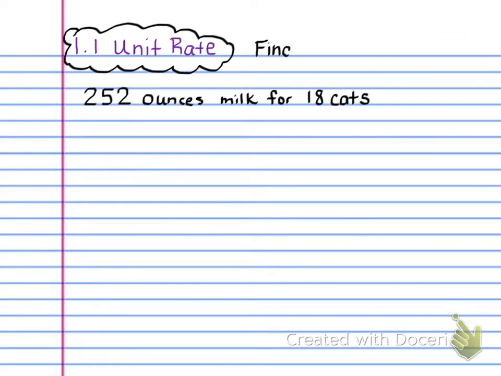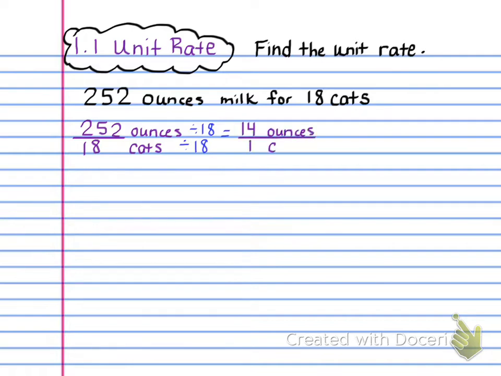So the next section says 1.1 unit rate, find the unit rate. So now we've got a problem. It says 252 ounces of milk for 18 cats. So you're going to want to find out what that unit rate is per 1 cat. So just like we did before, you're going to want to go ahead and set that up as 252 ounces over 18 cats. And then you're going to divide the top and the bottom by 18 so that you can find out that it's going to be 14 ounces per 1 cat. Then you can just put a box around your answer.